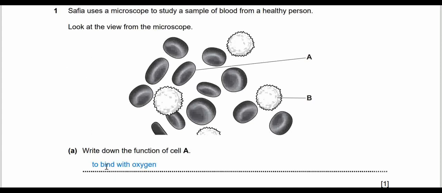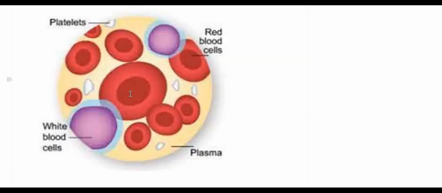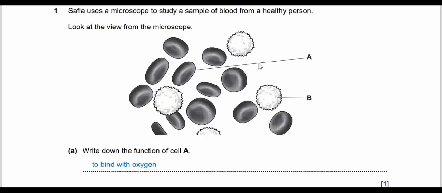Well, it is to bind with oxygen. This is red blood cells. Red blood cells have the hemoglobin that can bind with oxygen and transport it all around the body. Here are the pictures of blood components in humans. This is platelets, and the disc shape is red blood cells. This is white blood cells, and this is plasma. So this is white blood cells for the B.